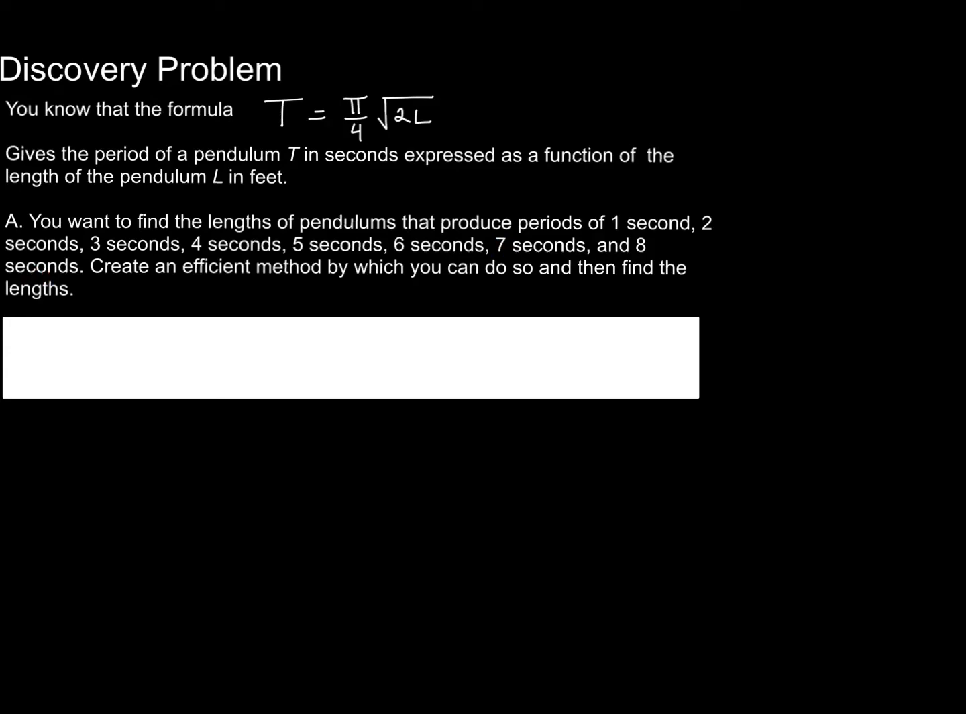Now, before you go ahead and do this, think about what you're going to have to do. Come up with a plan and see if you can make your method, your plan, as efficient as possible so that you have to do as little work as possible. It is possible to do this in a quite efficient way. All right, once you've done that, go ahead and press play, and we'll discuss what to do from there.